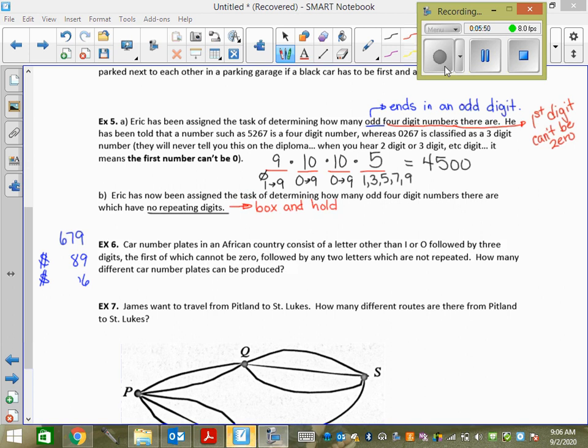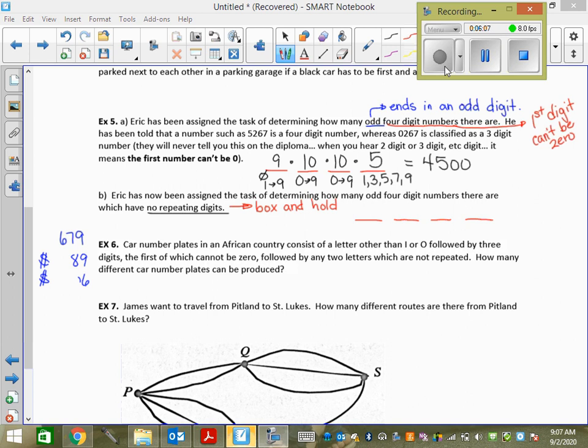We're going to box and hold a number, because in order to guarantee not having a repeating digit, we have to box it and then never use it again. So we're going to do it the exact same way, but we can't have any repeating digits. So we can't have a number like 4011.